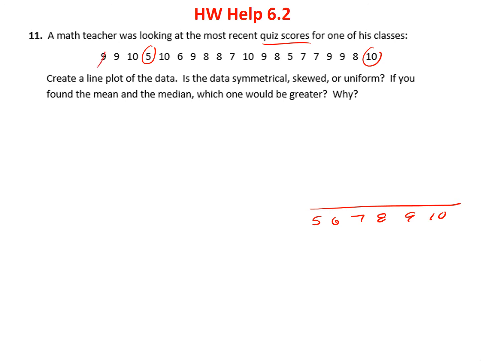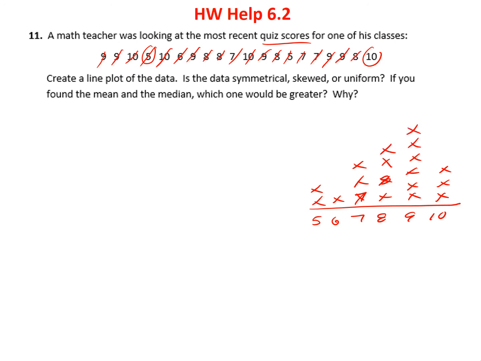So I have a 9, another 9, a 10, a 5, another 10, a 6, another 9, an 8, 7, another 10, a 9, an 8, that should be an X, not an 8, a 5, a 7, and a 7, a 9, a 9, an 8, and a 10. So that's what my line plot looks like.